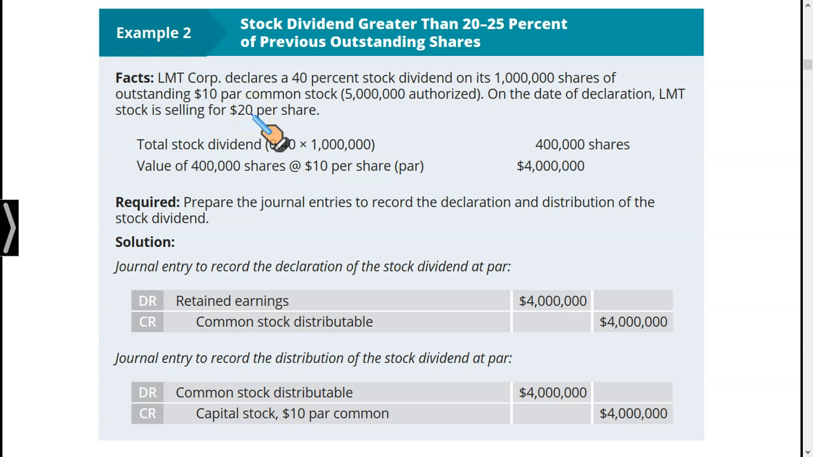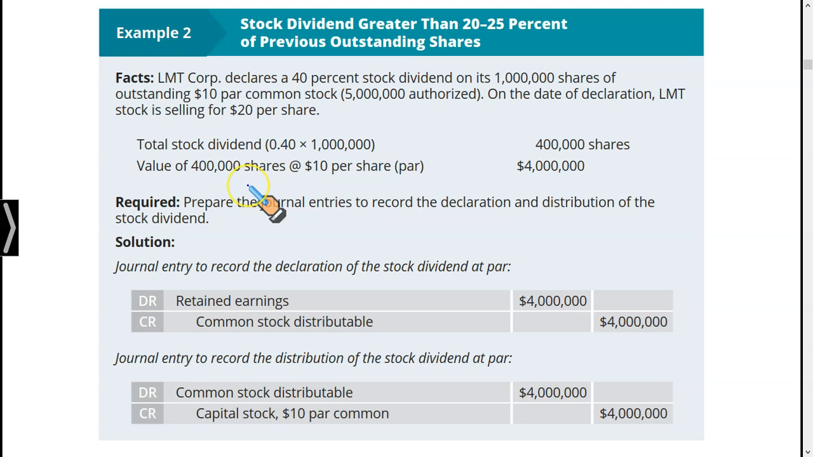That is irrelevant in case of a large stock dividend that is greater than 20 to 25%. So clearly 40% is above the threshold. How many shares are we going to issue? 400,000 shares, because 40% of 1 million is 400,000. So the total stock we need to issue is 400,000.